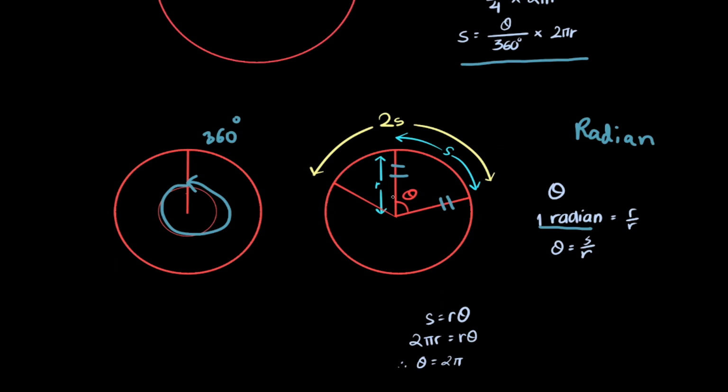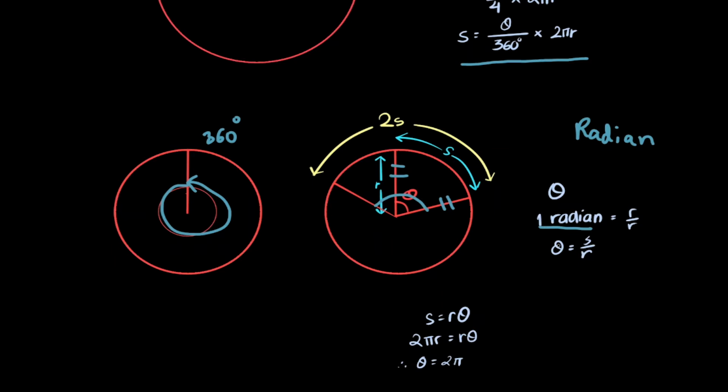So what if the arc is twice the length of the radius? Then quite naturally, the angle here will also be twice. So this is twice the length of before. So this angle will be twice theta.